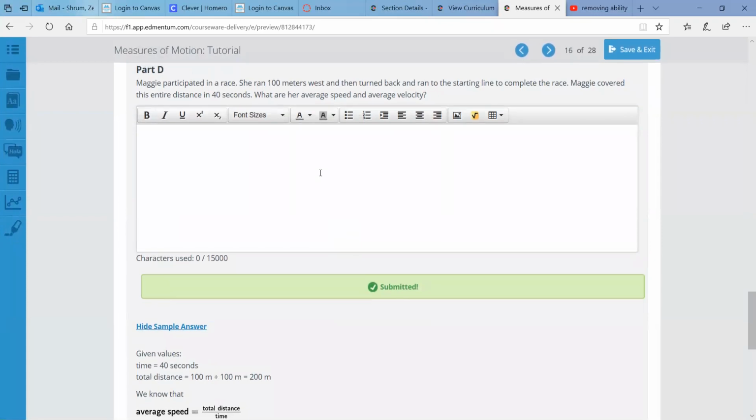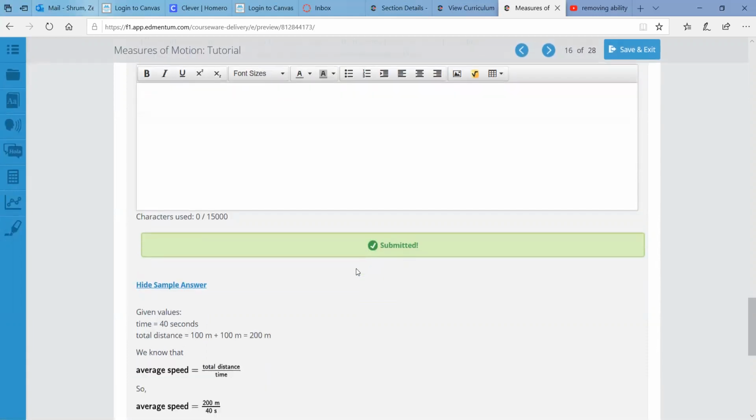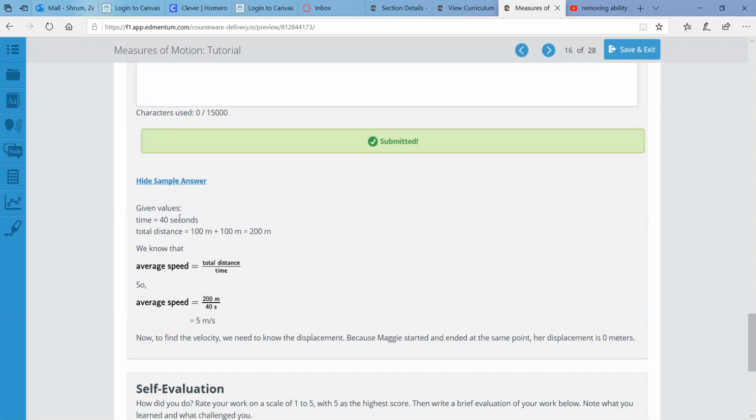Maggie participated in a race. She ran 100 meters west and turned back and ran to the starting line to complete the race. Maggie covered the entire distance in 40 seconds. What are her average speed and average velocity? So she ran 100 meters and then 100 meters in 40 seconds. 40 seconds time, total distance, 200 meters. If average speed is total distance divided by time, we have 200 meters divided by 40 seconds. We have 5 meters per second.